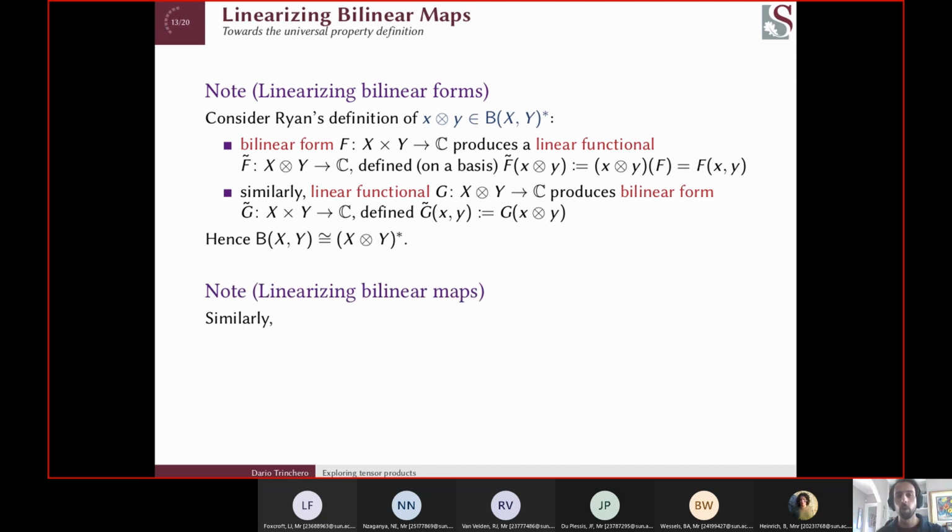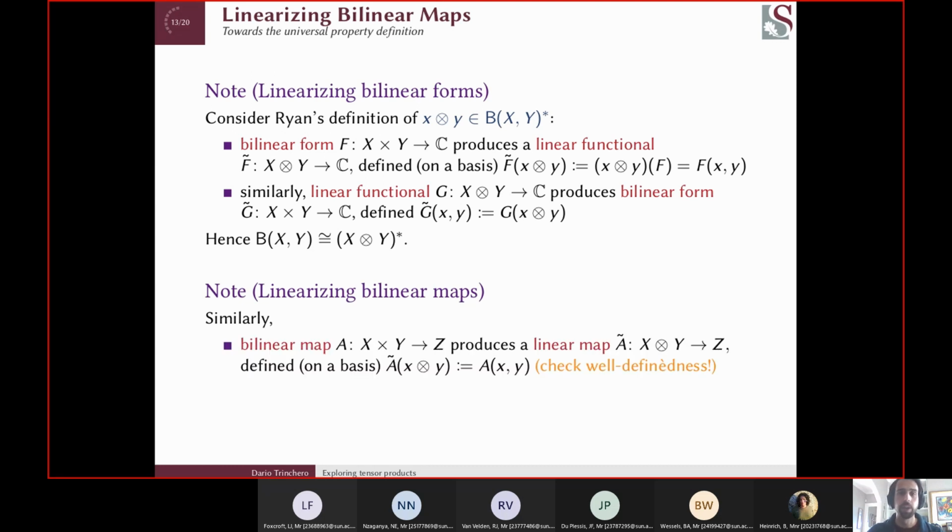Let's linearize bilinear maps. It's the same story. Take any bilinear map, just instead of going into C now, it goes into some arbitrary vector space Z. And from this, we can produce a linear map, which I've called A tilde, on the tensor products, which I again define on a basis in basically the same way as over here. Over here, I defined F tilde of the tensor products was F of the pair, and here A tilde of the tensor products is A of the pair.